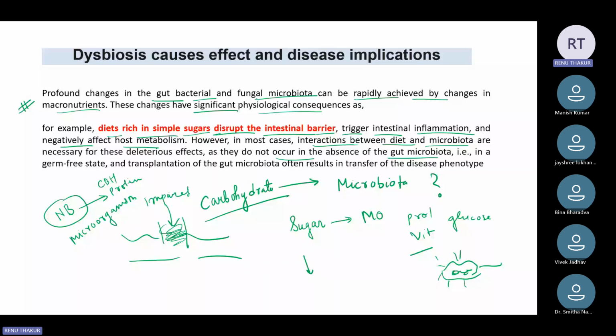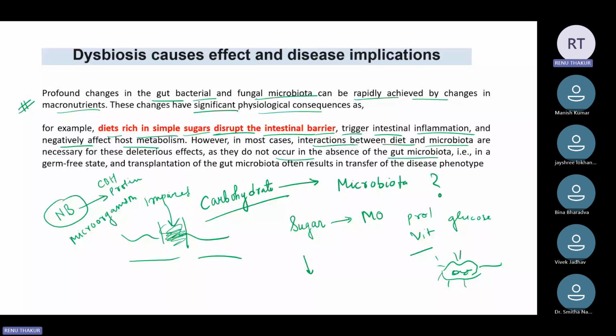But if we are providing only a single nutrient, no bacteria likes only a single nutrient. So this is the reason we should avoid sugary food in every meal. We should have a balance of equal amounts of carbs, protein, fats, and vitamins.